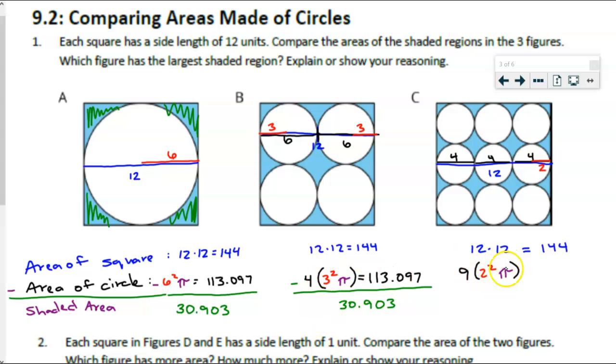Same as we got here with our 6 squared, same as we got here with our 4 times 3 squared. So this is still going to end up simplifying to 36 pi, right? I already know that based on all of these other ones. That is going to be 113.097. Let's do that subtraction. I'm not going to waste my time typing into the calculator because it's the exact same thing we got before. That is 30.903 units squared.